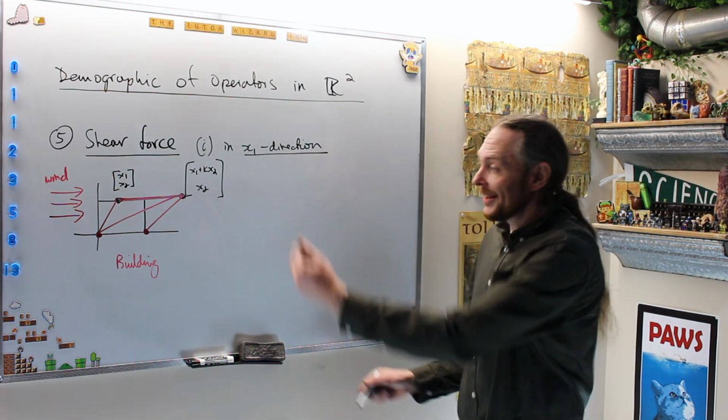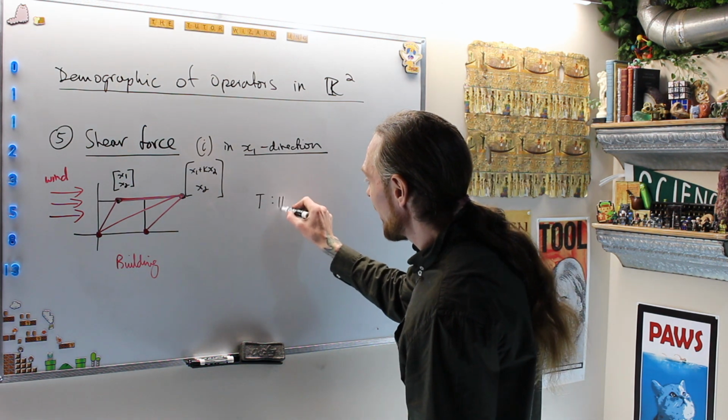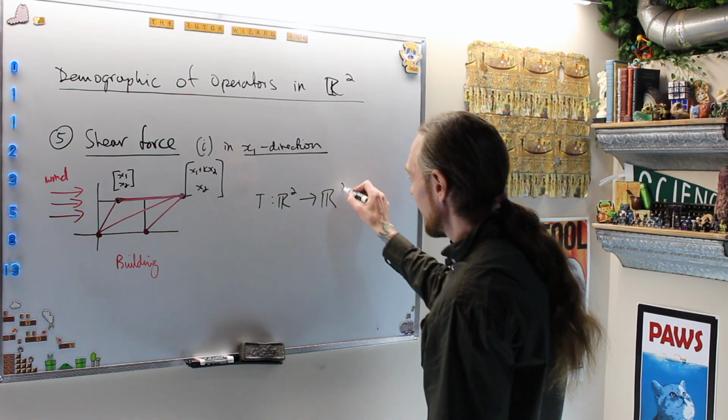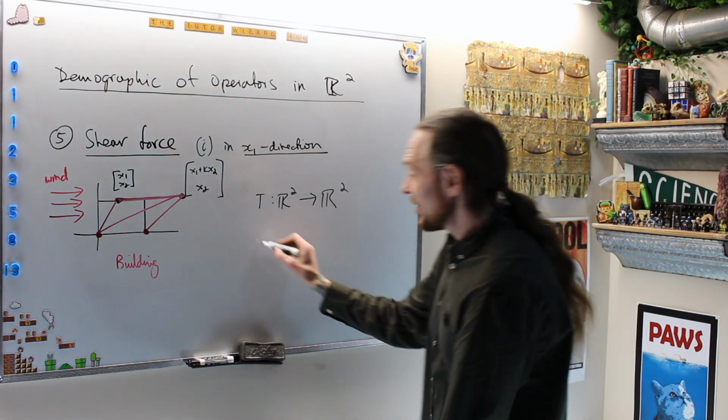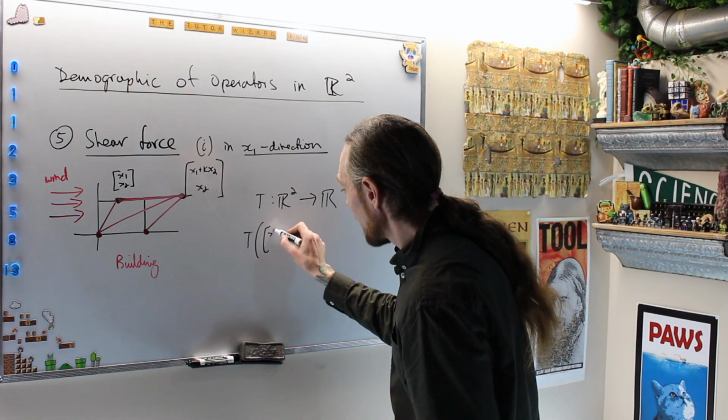How do we describe this mathematically? What that's saying is if I have an operator T from R2 to R2 now, and it's going to be shear force in the x1 direction, what does T do to x1, x2?